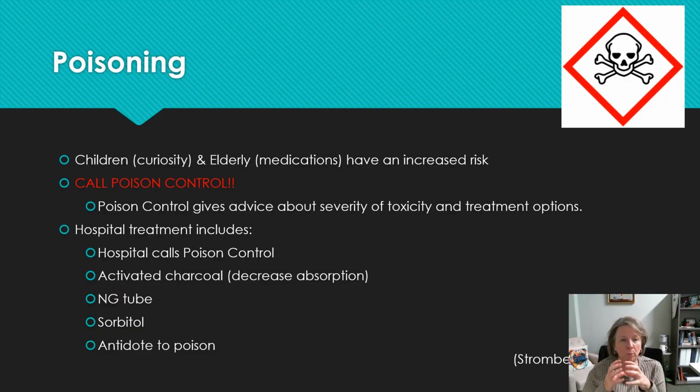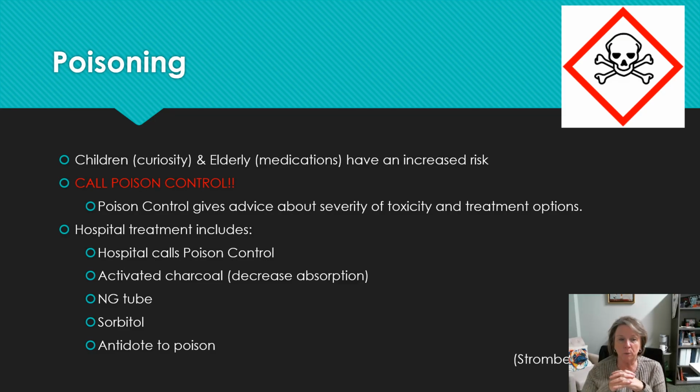The thing to do is call poison control. Everybody that has a small child, and truly anybody and everybody, should have poison control in the refrigerator, somewhere where they can find a phone number when in an emergency to call. Poison control gives advice about severity and toxicity and treatment options. They're going to tell you if you need to go to the ER immediately. They're going to tell you to make your child or someone throw up. They're going to tell you not to make them throw up. Try not to. Give them a glass of milk to drink. Do this, that, or the other.